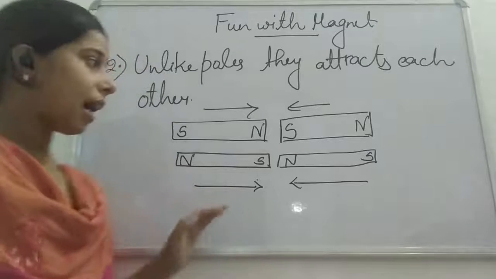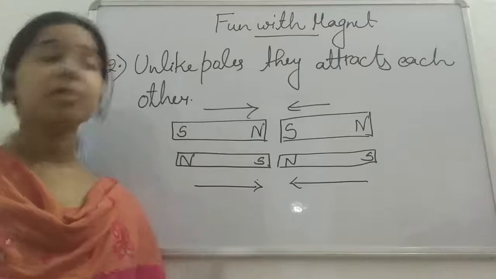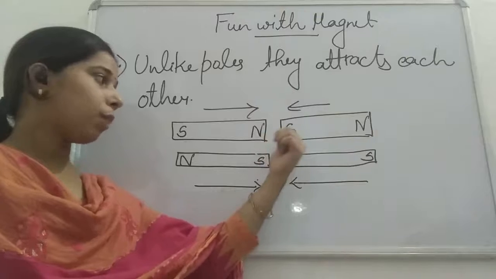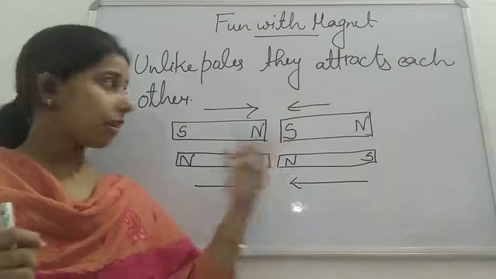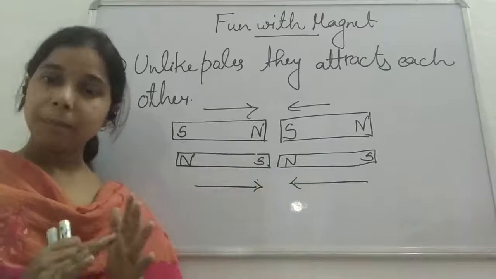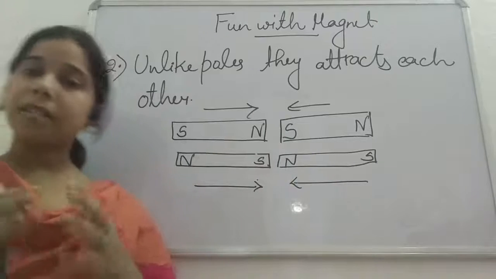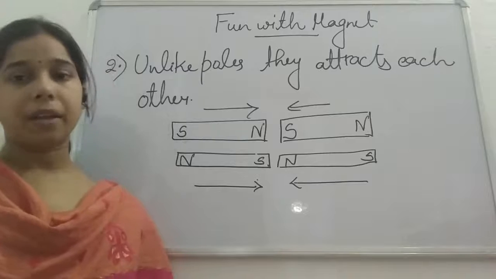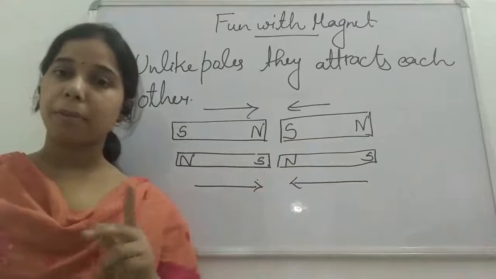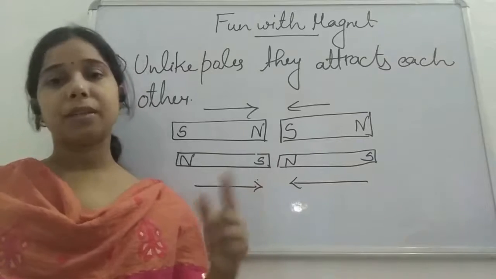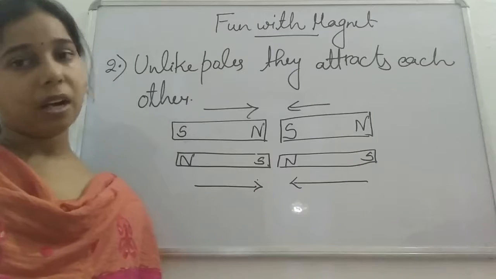Okay students, so we have seen that like poles repel each other, and unlike poles, which have one north pole and one south pole, both opposite to each other, attract. And the same poles, that is the like poles, whether north pole or south pole, repel each other. Okay, students? These are the two properties of the magnet. First, it helps in giving direction, and second, like poles repel and unlike poles attract each other.